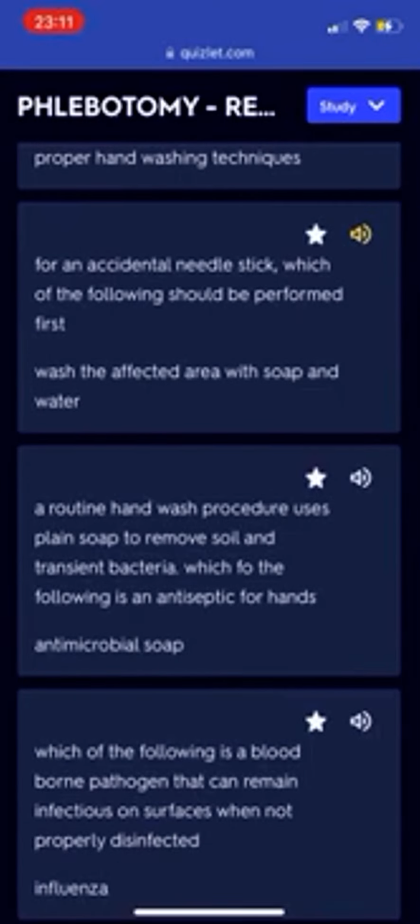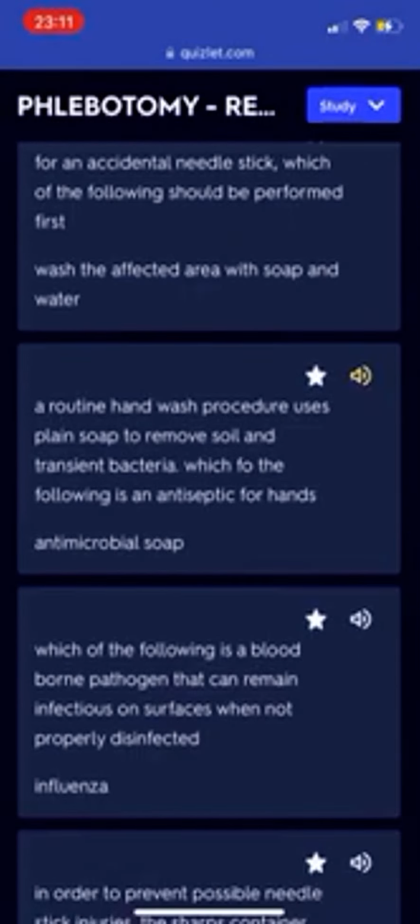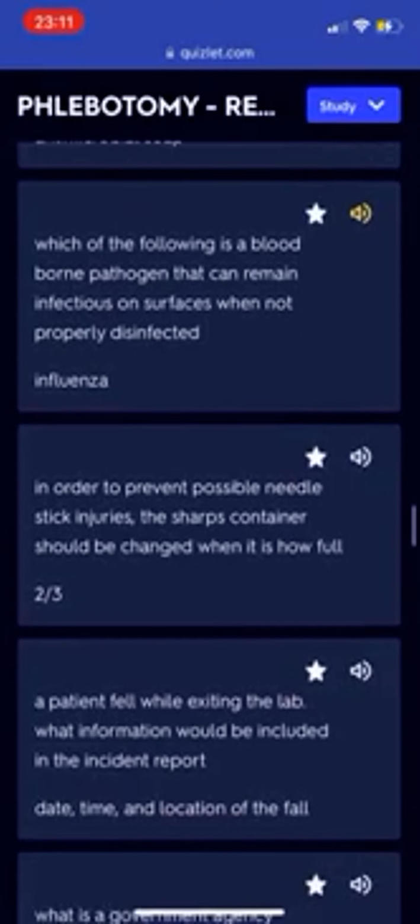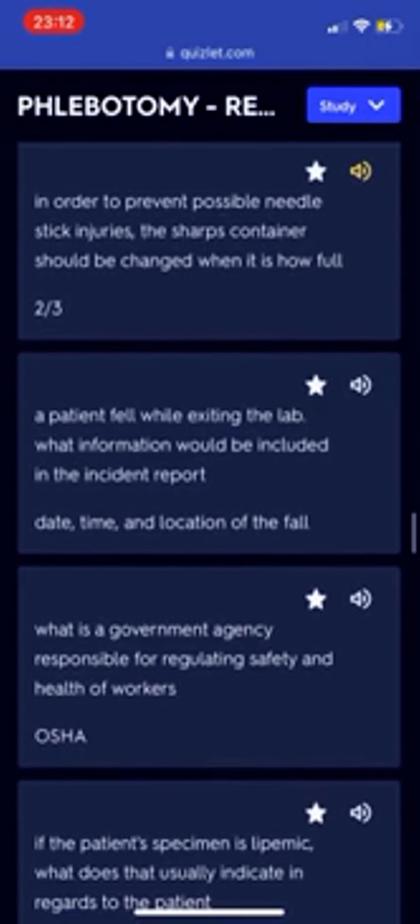Wash the affected area with soap and water. A routine hand wash procedure uses plain soap to remove soil and transient bacteria. Which of the following is an antiseptic for hands? Antimicrobial soap. Which of the following is a blood-borne pathogen that can remain infectious on surfaces when not properly disinfected? Influenza. In order to prevent possible needle stick injuries, the sharps container should be changed when it is half full, 2/3. A patient fell while exiting the lab.